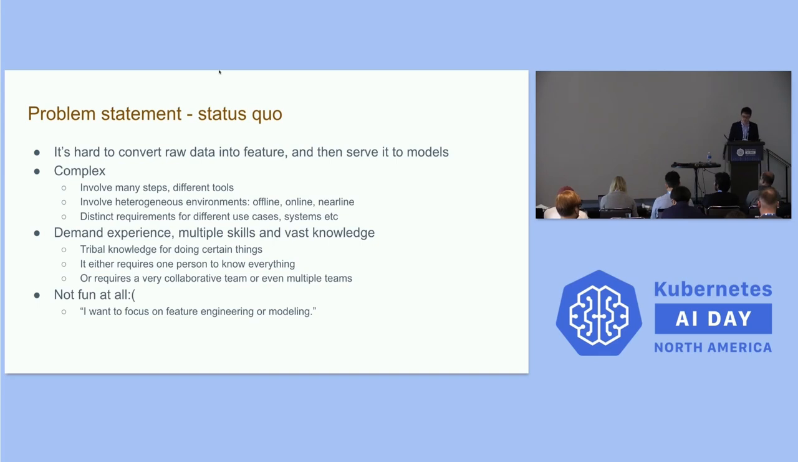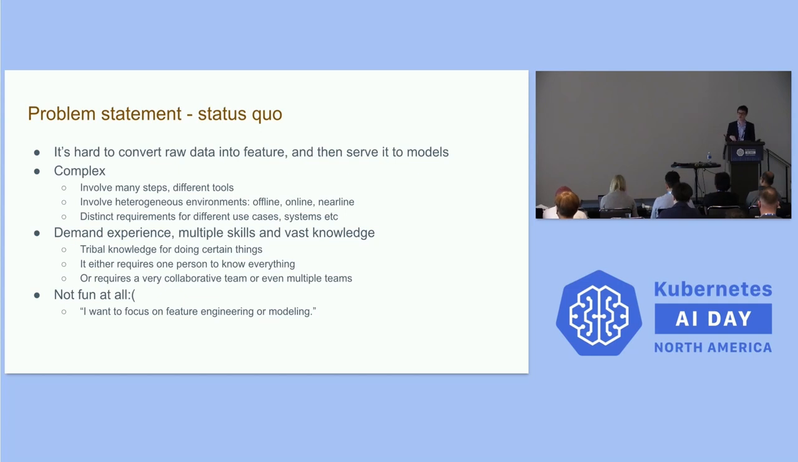So it's really hard to convert raw data into features and then serve them into models. It's pretty complex, involves many steps and different tools, and it involves heterogeneous environments: offline, online, and nearline. And they actually have different requirements for different use cases and systems.